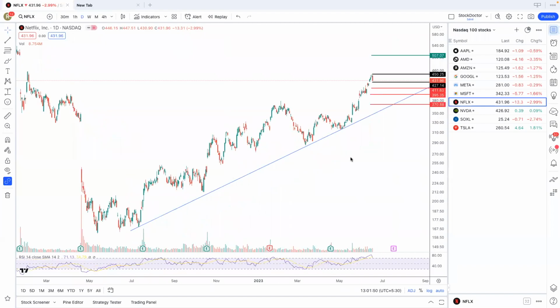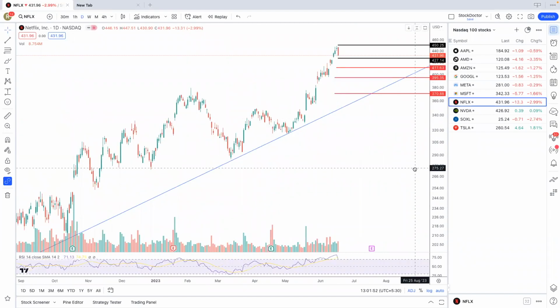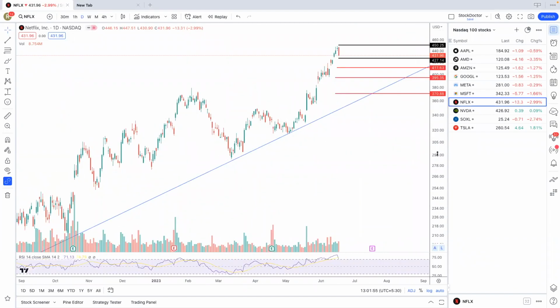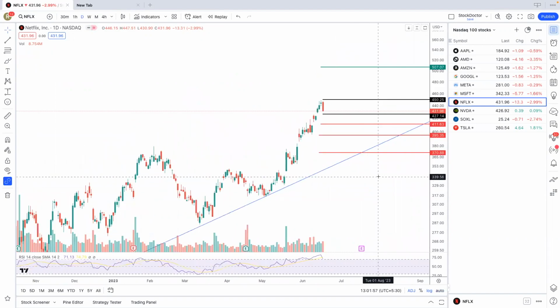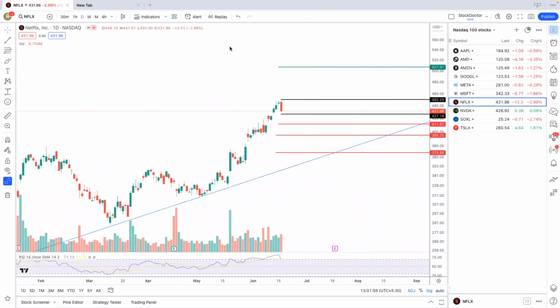So we will watch the level between 450 to 430. If it starts trading below 430, then 411, 395, 370 is very much possible. If it trades above 450, then the first target I'm talking about is 500.